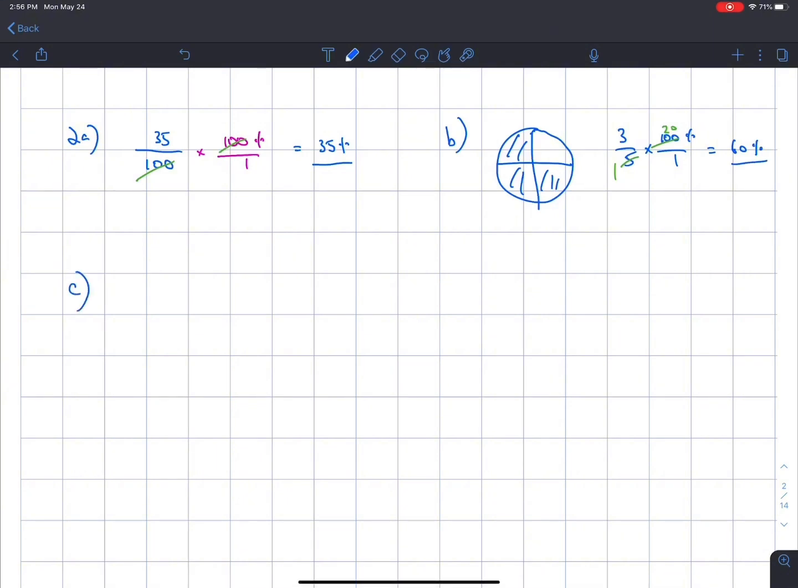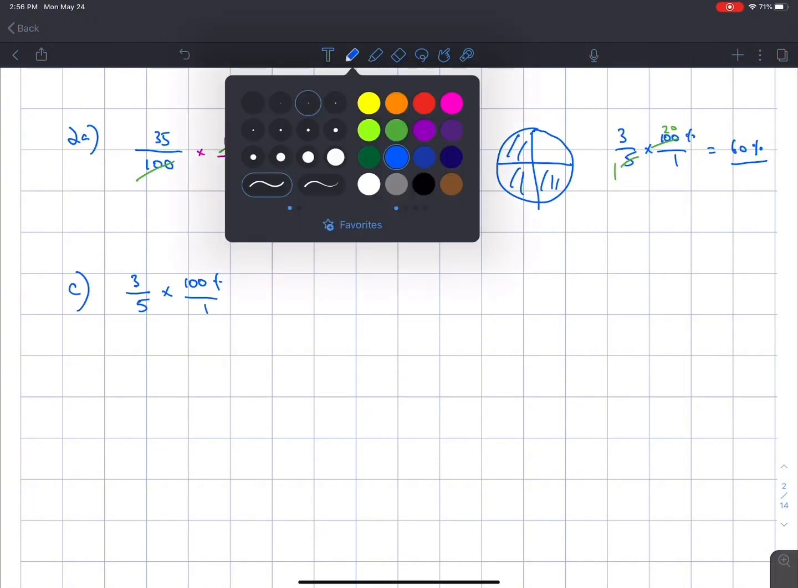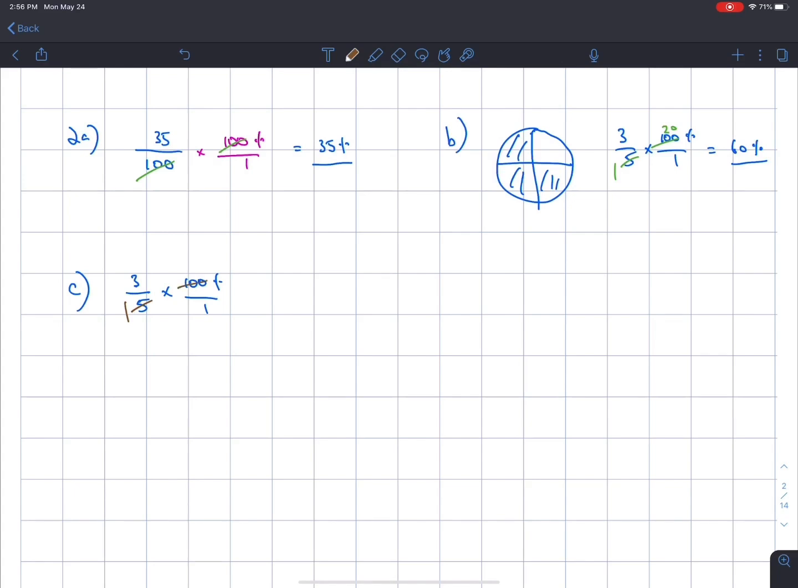C. We see that 3 of the rectangles are being shaded out of 5 total pieces. We times it by 100%, put it over 1, and then we simplify again. Divide by 5 to get 1, divide by 5 to get 20, and it is still 60%.